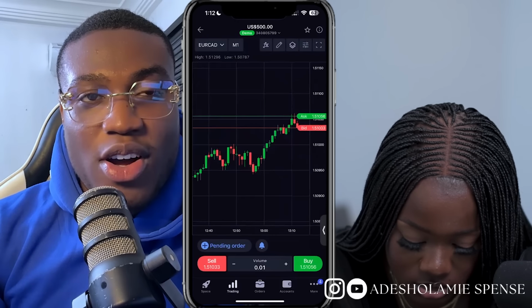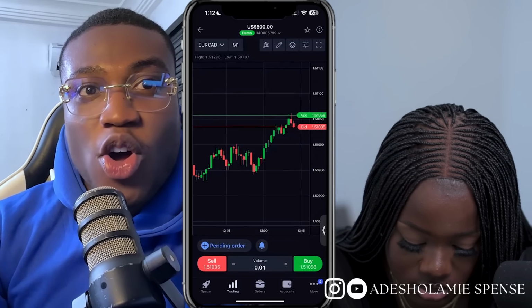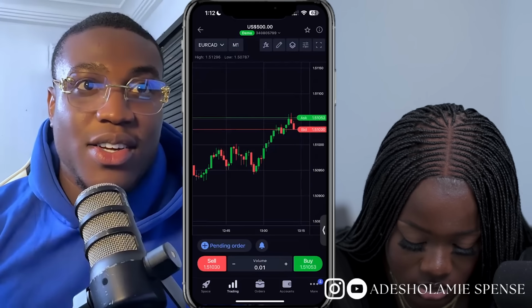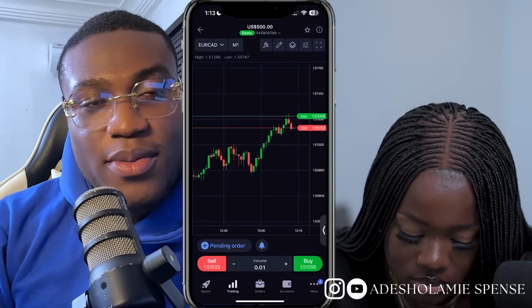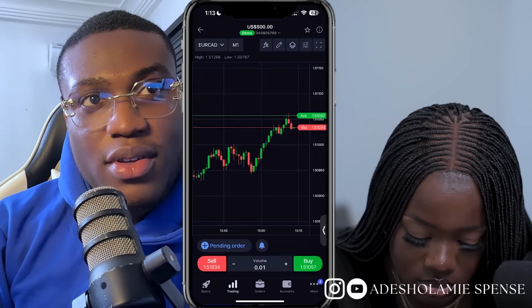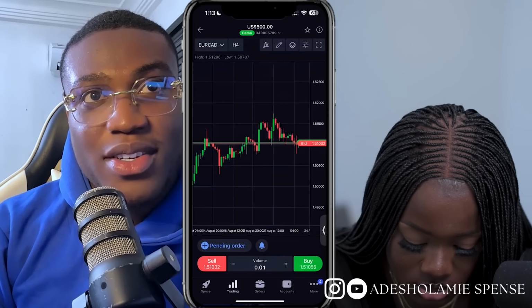Can you see how it's just moving up, down, up, down? Now, this is where the scalpers come. They come here because it's faster. But if you go to the 4 hour, go to H4, you see how it's just stagnant, like it's not even moving, but it's actually moving on the lower time frames.